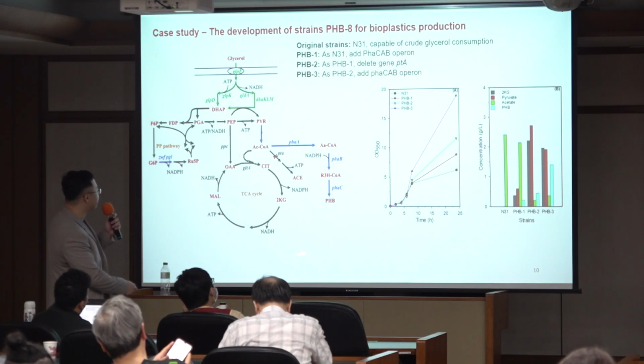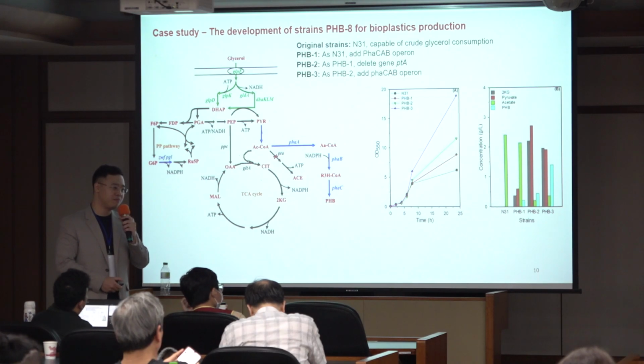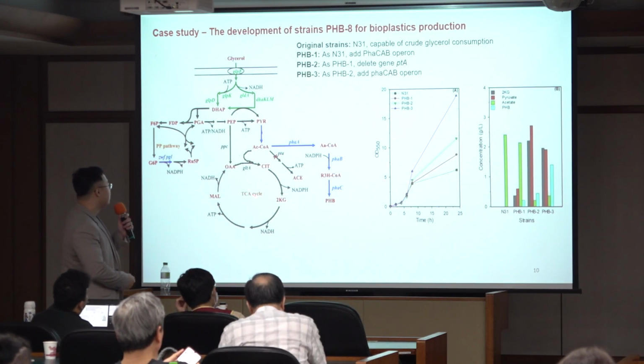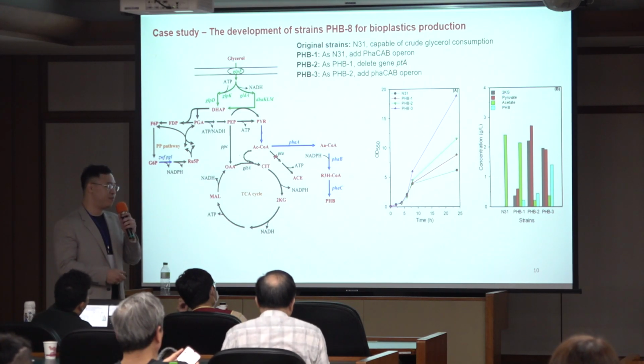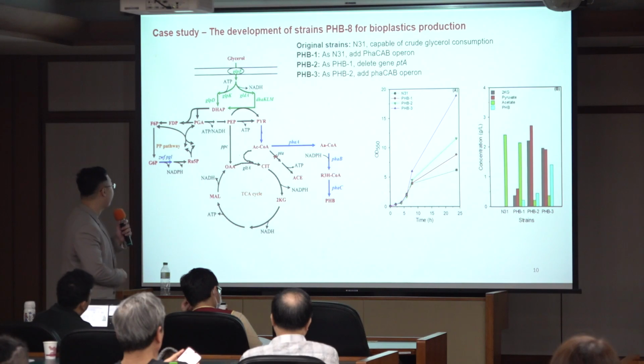So as you can see, this is the metabolism pathway of the PHB production. So it's quite complicated, I think.